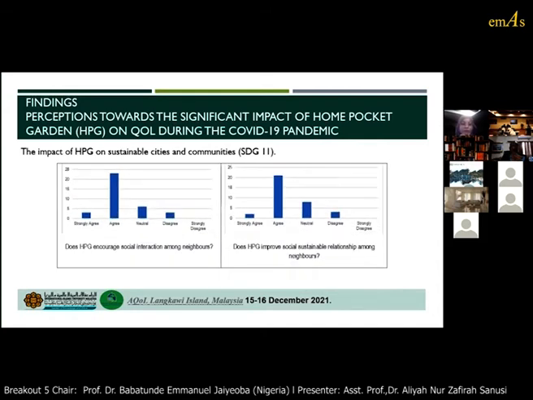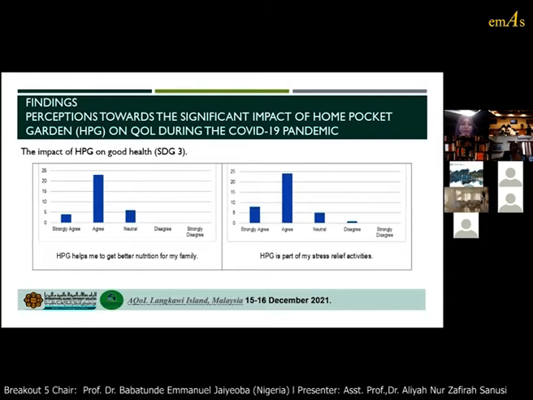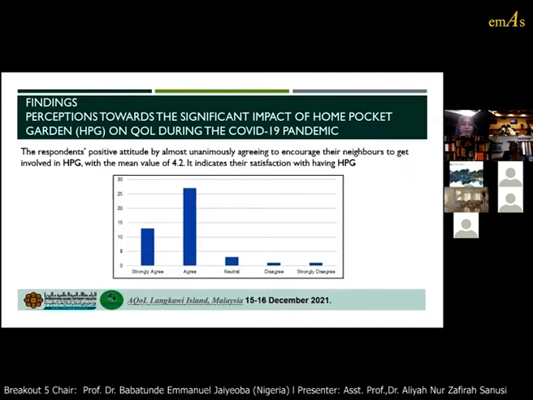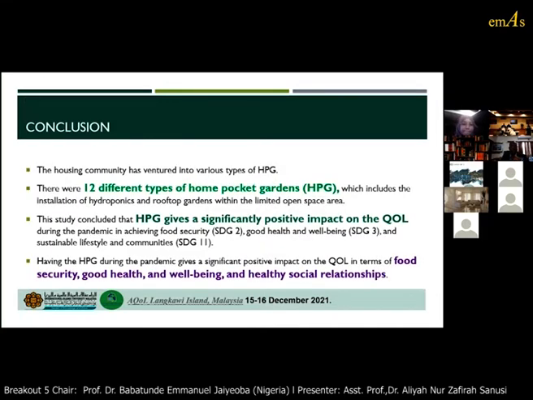It gives impact to sustainable cities and communities. The majority agree that it gives impact to good health, and the majority feel that they would like to encourage their neighbors to get involved in HPG. In conclusion, the housing community has ventured into various types of home pocket gardens. There are 12 different types of HPG, which include the installation of hydroponics and rooftop gardens within the limited open space area.